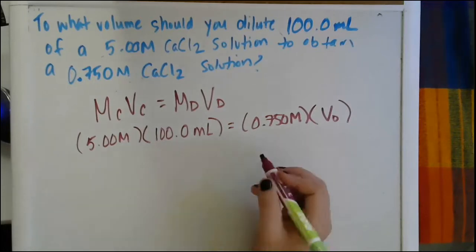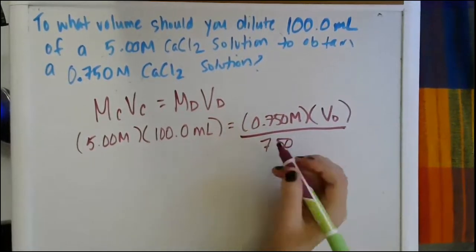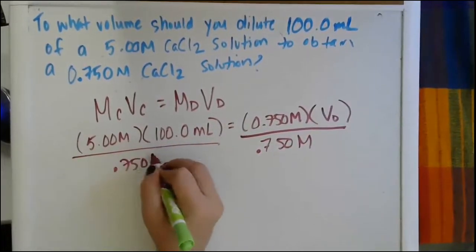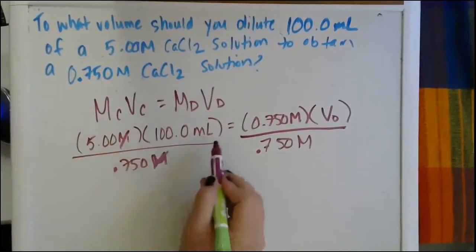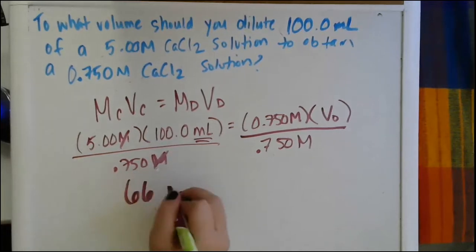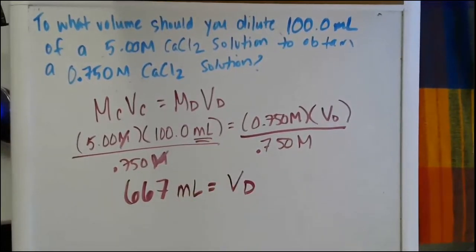So in this case, I'm going to divide both sides by 0.750 molar. My molarity cancels out, and when I do this calculation, I'm going to be left with a volume that is in milliliters. 5 times 100 milliliters divided by 0.75. So this is my diluted volume.